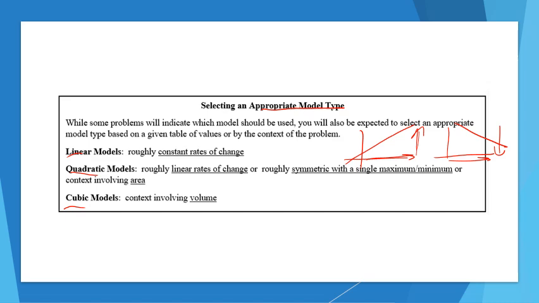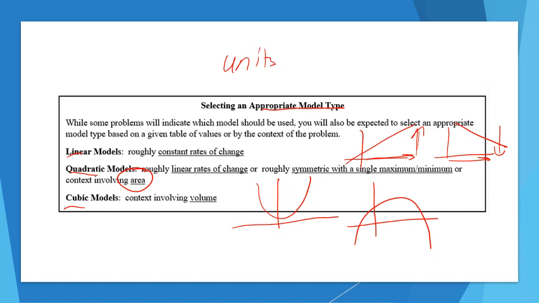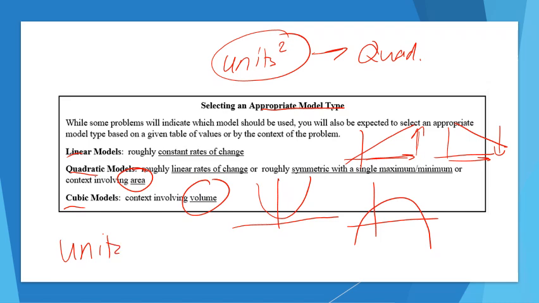Quadratic models will be roughly linear rates of change, or basically just curves with a single minimum, like so, or a single maximum, or any story problem that involves area. So that's the key thing, right? Remember, area, the square units, it's going to be units squared, and so that is indicative of a quadratic model. And then cubic models will involve volume. So remember, cubic, if you're trying to figure out volume, it's going to be some units cubed. And so this is going to be indicative of a cubic model here. So let's try with 3 real quick examples.